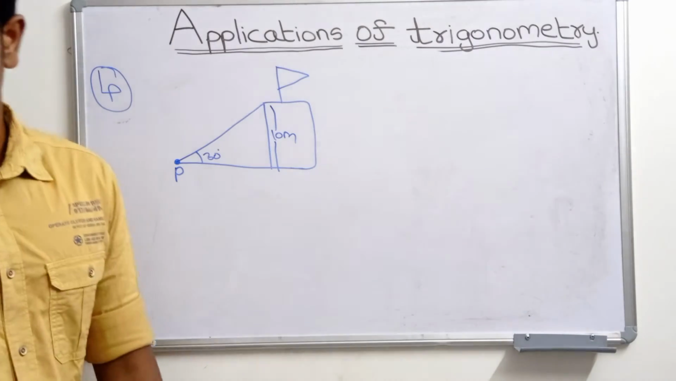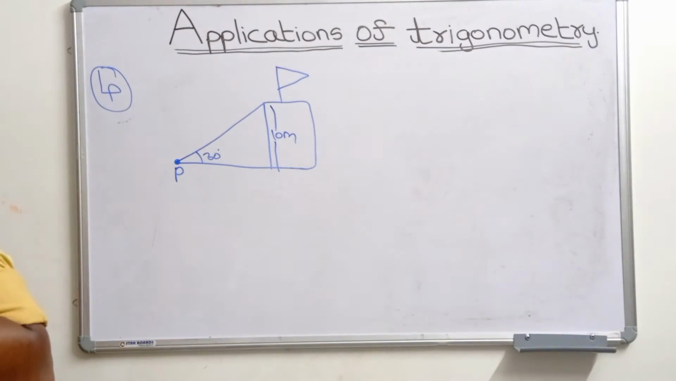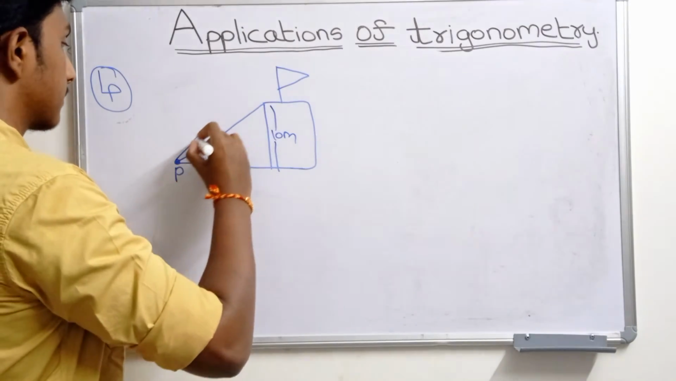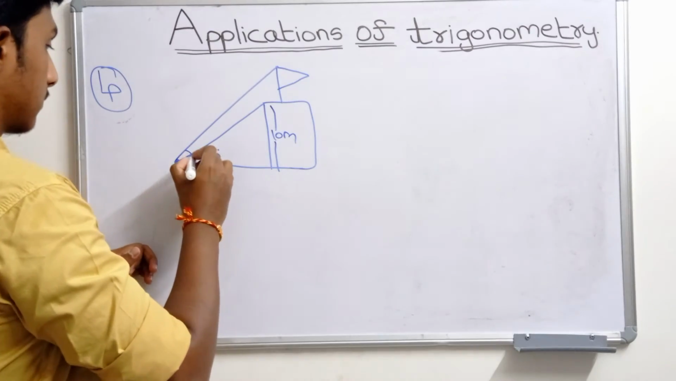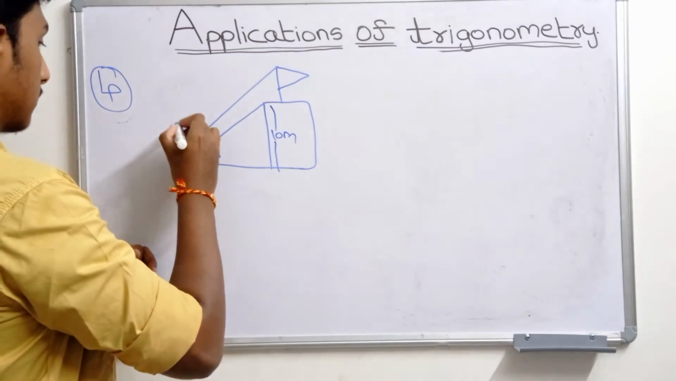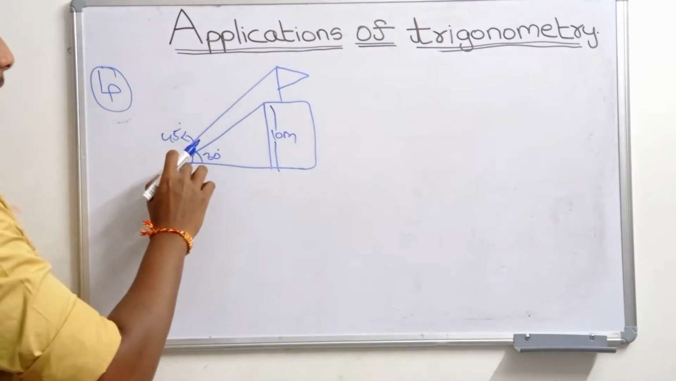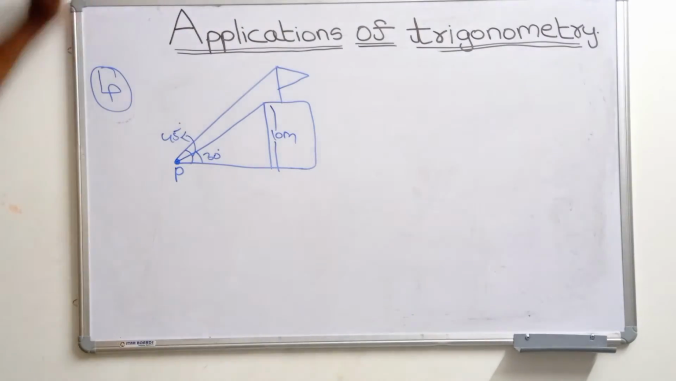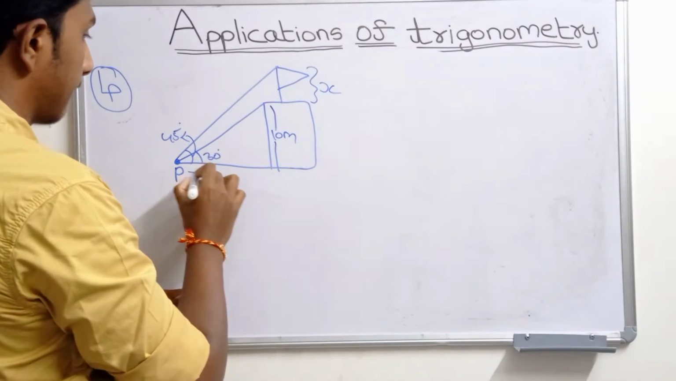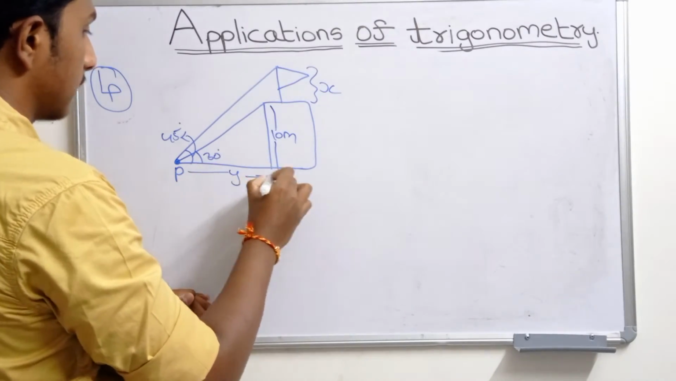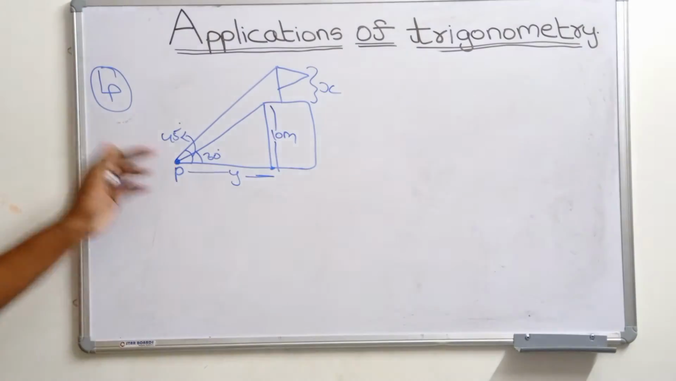Now the angle of elevation to the top of the flag is 45 degrees. The angle of elevation to the top of the building is 30 degrees and the angle of elevation to the top of the flag is 45 degrees, guys. This is 30 degrees and this is 45 degrees. Now we have to find this length x and this y, the distance from the start of the building to the point P.